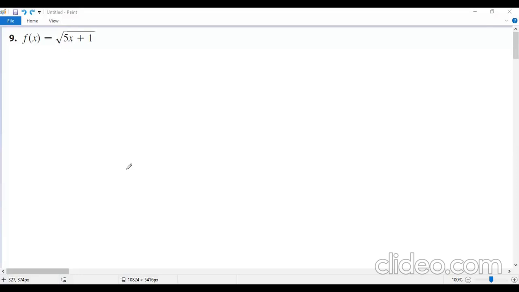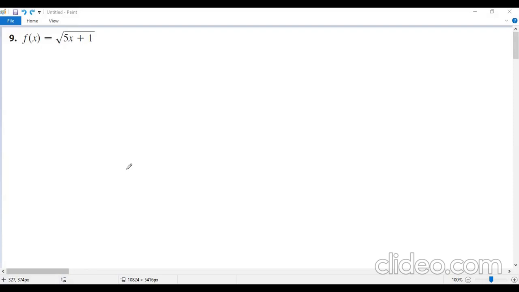But for number 9, it essentially wants us to find the derivative of the function. So the function is given, it's the square root of 5x plus 1, and it wants us to find its derivative. So essentially, when we're looking at this function, it looks unfamiliar, right? It looks as if we haven't done something like this before.